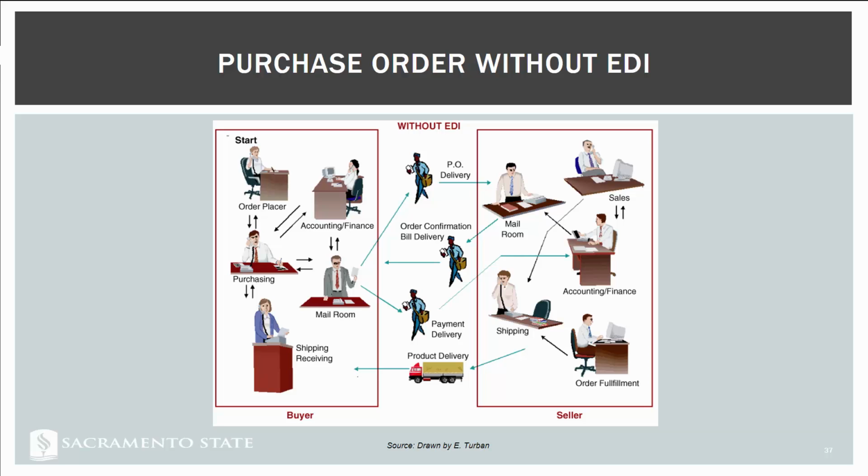On the left-hand side, we have a buyer, and somebody wants to place an order, and they may need to go talk to either accounting or purchasing or both, and then they actually need to create a purchase order, and that goes over to the mail room and gets delivered. And then at the seller, the purchase order is received, and we may need to communicate with sales, and then once that's processed through accounting and finance, we then need to get it ready to be picked from our warehouse and then shipped and fulfilled and then delivered back to the customer, and they need to receive it and then put it in their inventory.